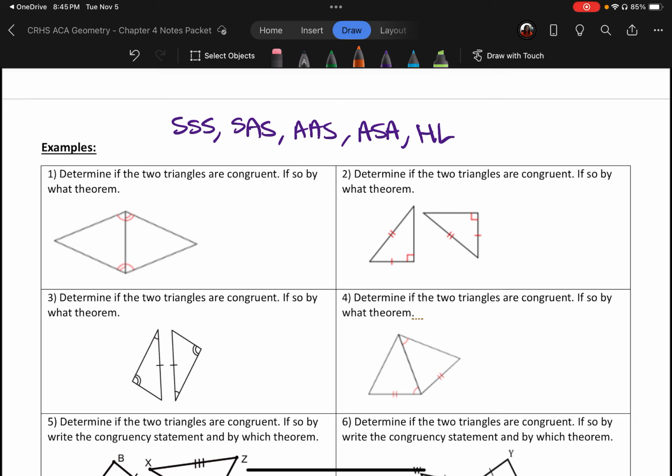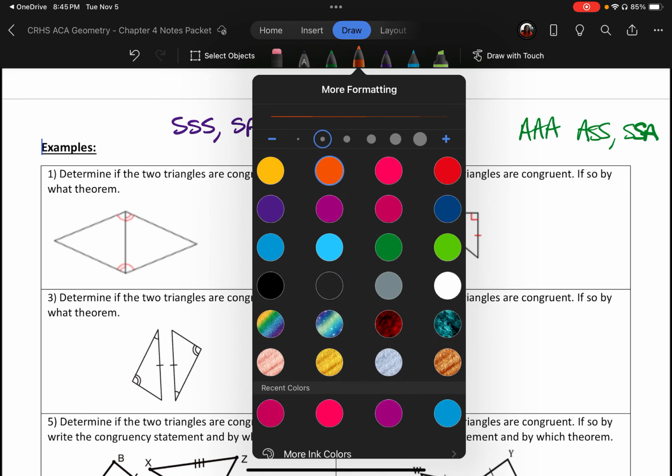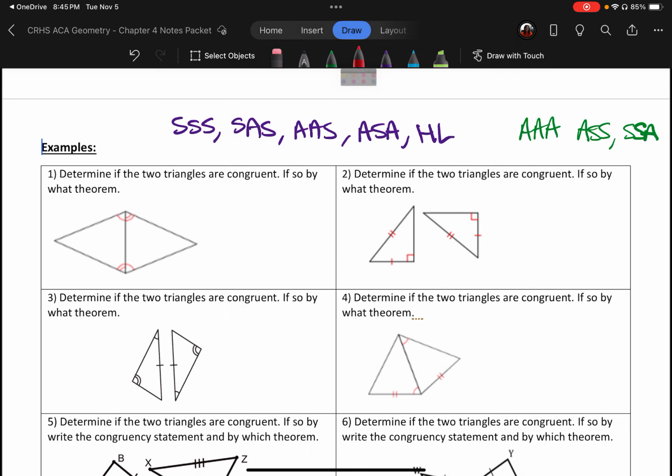Okay, and then just to also put this at the top here, remember that AAA, ASS, and SSA are the ways that do not work. So I'll mark this here with a red X. If you get one of these, it does not work.